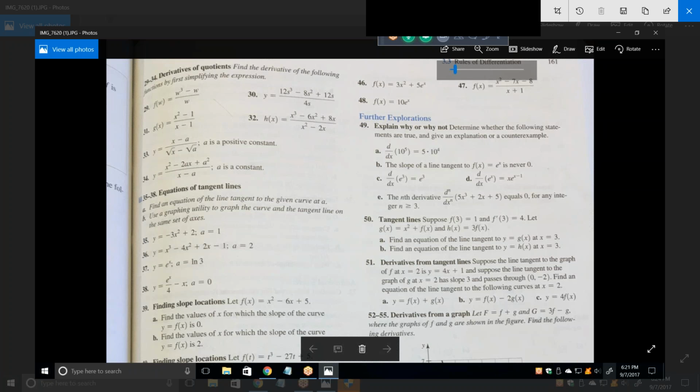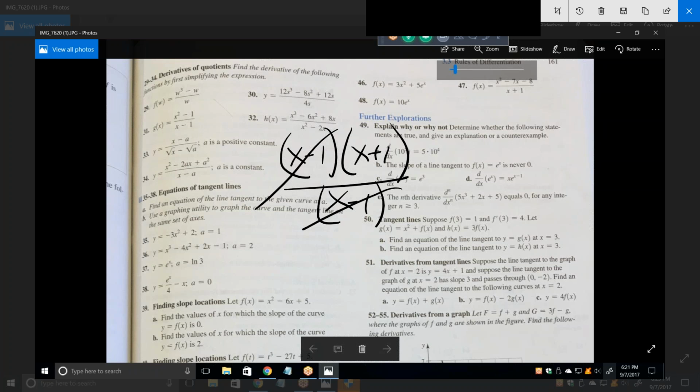Okay. So factor the numerator. What does it become? X minus 1, x plus 1. Now we're dividing by x minus 1. What's next step? X minus 1 and x minus 1 cancel. So it's just x plus 1. And what's the derivative of that? Just 1. Right.